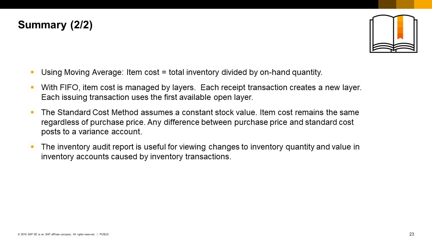Using the moving average method, item cost equals total inventory divided by on-hand quantity. With FIFO, item cost is managed by layers. Each receipt transaction creates a new layer. Each issuing transaction uses the first available open layer. The standard cost method assumes a constant stock value. Item cost remains the same regardless of purchase price. Any difference between purchase price and standard cost posts to a variance account.